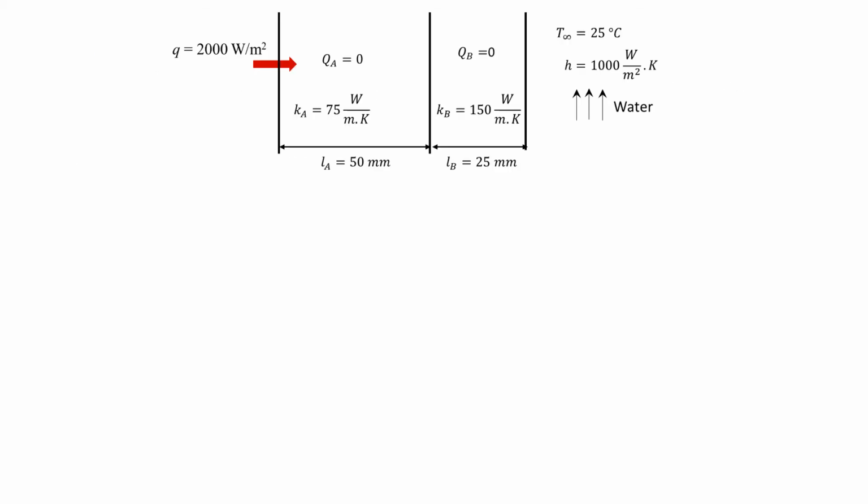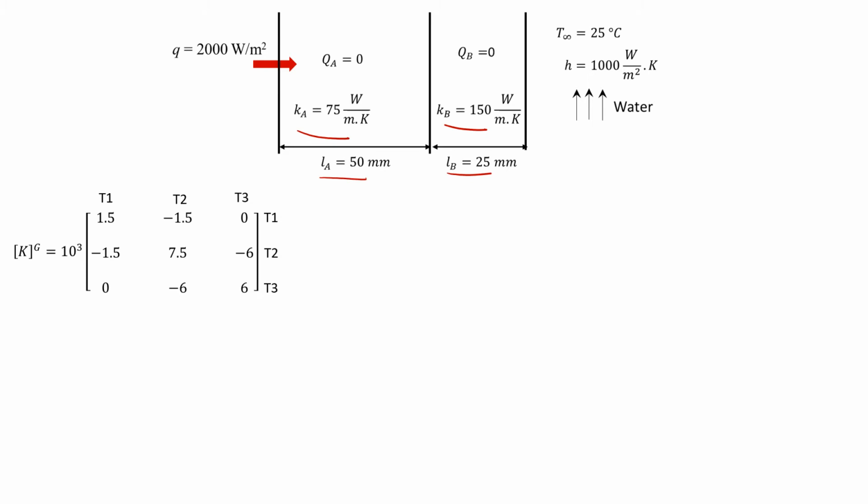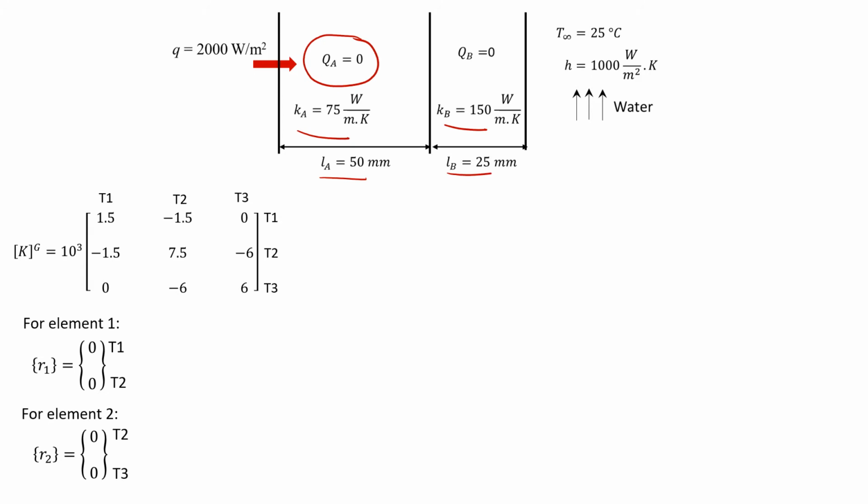To solve this problem, first we have to check our K matrix. In this case, our KA, LA, KB and LB remain the same as in the previous example. Therefore, our K global matrix will remain the same as in the previous example. However, for the heat rate vector, there will be some changes as QA now has become 0. Therefore, we have to compute again the heat rate vector for each element. For element 1, as QA is now equal to 0, the heat rate vector for element 1 has become 0. For element 2, it will remain the same as in the previous example, as QB remains 0.